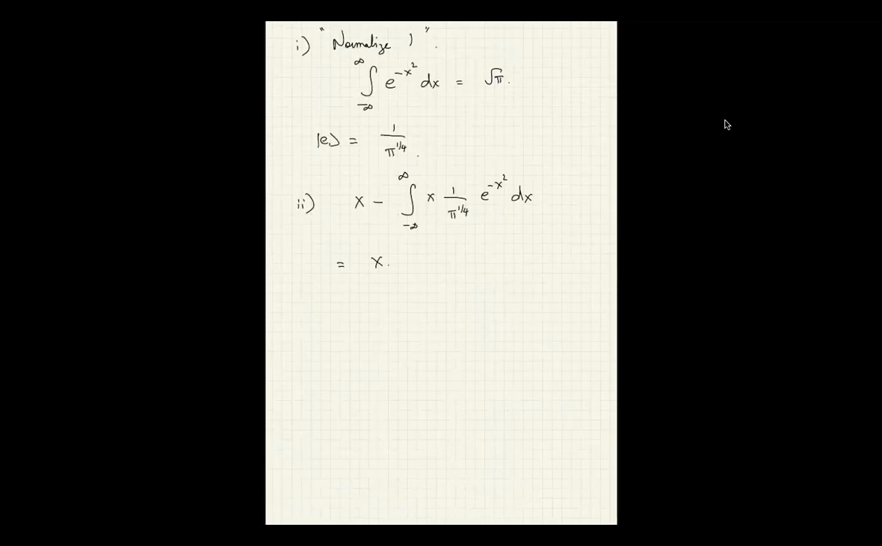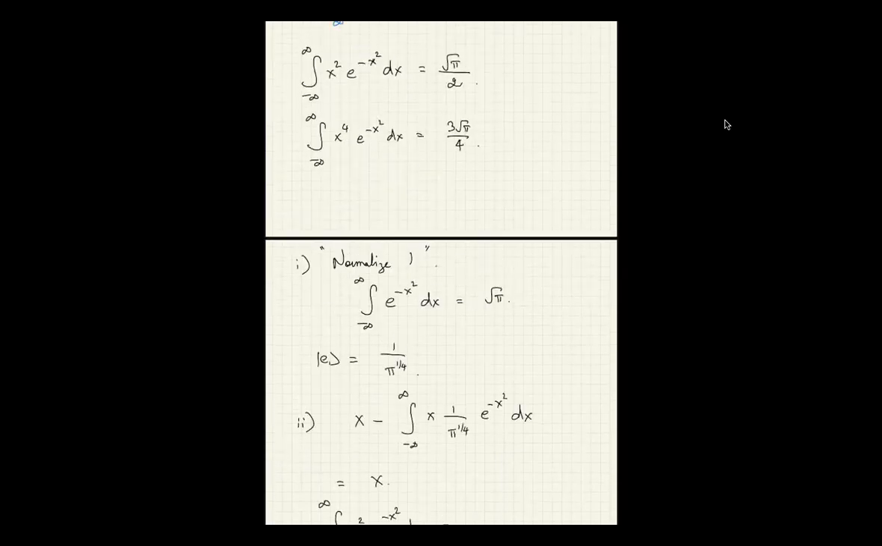So now I have to normalize the second vector. So this is basically normalizing: the integral from minus infinity to infinity of the overlap of x with itself, which is x squared times the weight function e to the minus x squared dx. Right? But we already know that this is equal to square root of pi over 2.